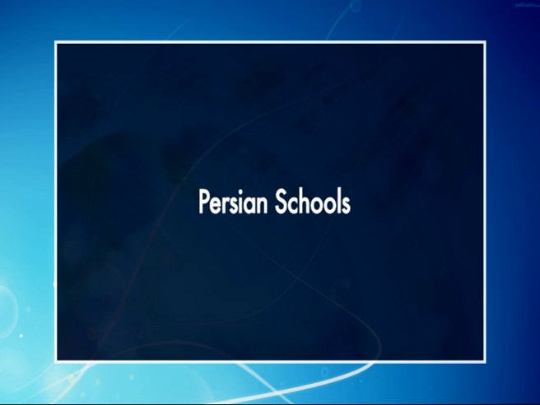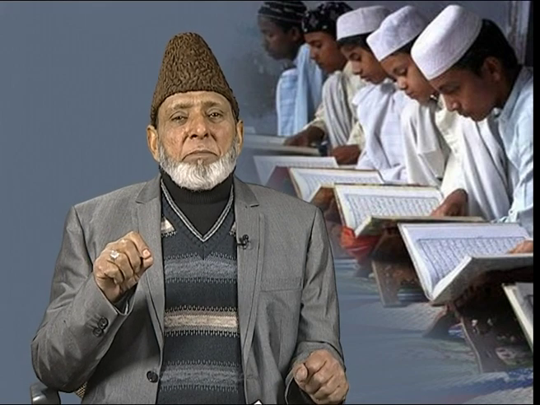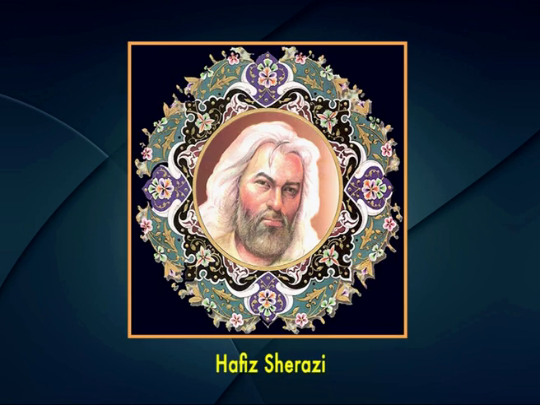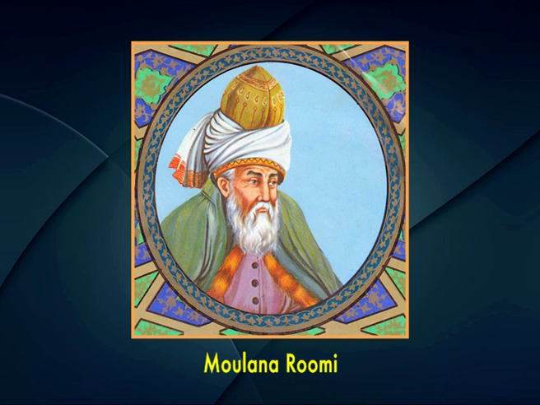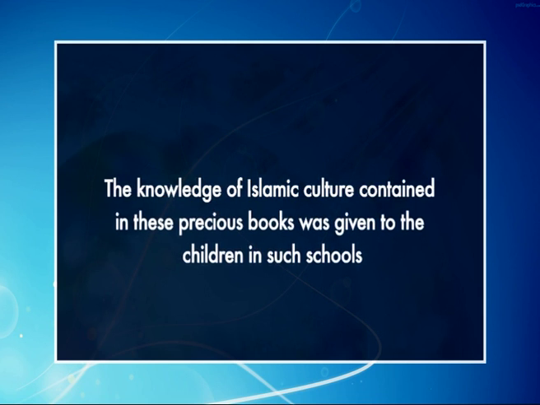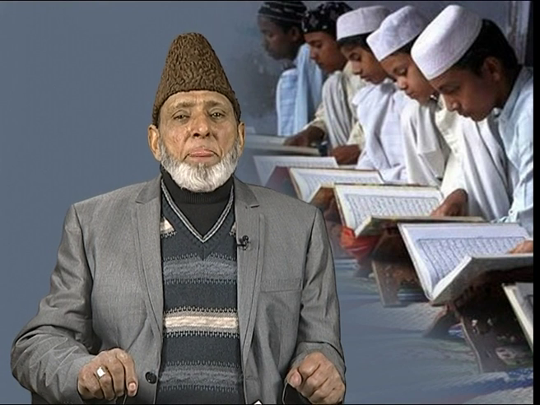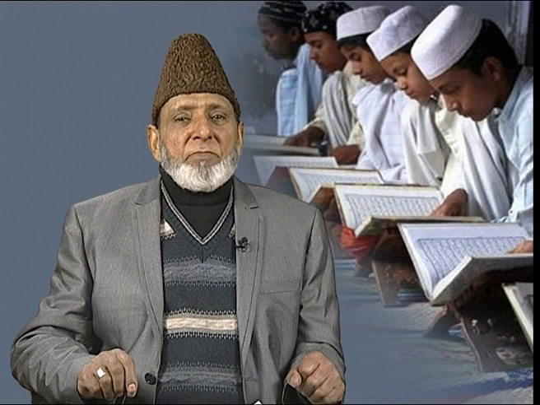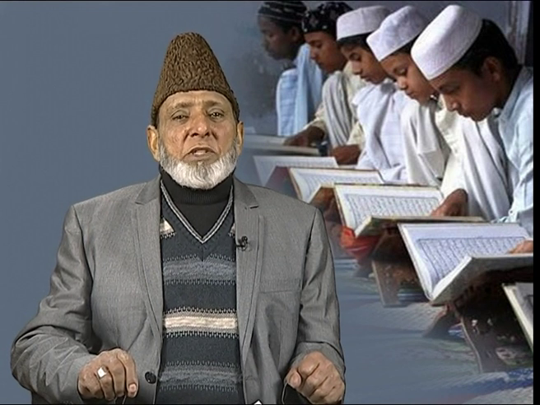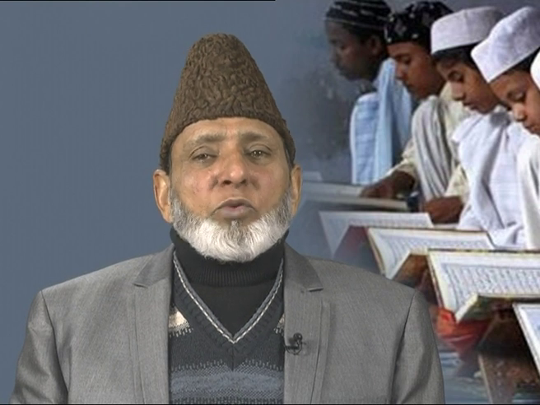The second type of school, Maktaba, was known as Persian school. Certain poetical works were taught in such schools. Prominent among them being the works of Sheikh Sadi and Hafiz Shirazi, in addition to Maulana Rumi's Masnavi, etc. The knowledge of Islamic culture contained in these precious books was given to the children in such schools. Sections of these works were learned by heart by the students. Even the Hindus attended such schools and benefited from them. Writing was also taught in these schools, which provided chances of employment to the children.